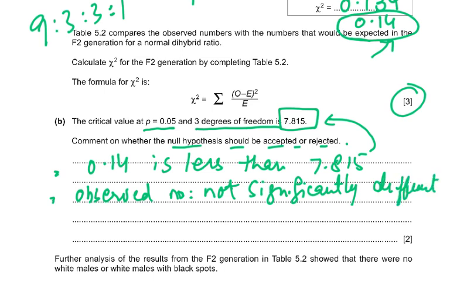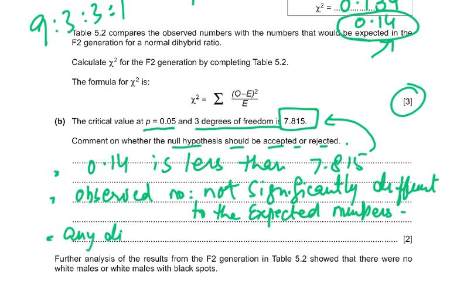Not significantly different to the expected numbers, and any difference due to chance. Well, when the value is less than the critical value, the null hypothesis is accepted, which means this.